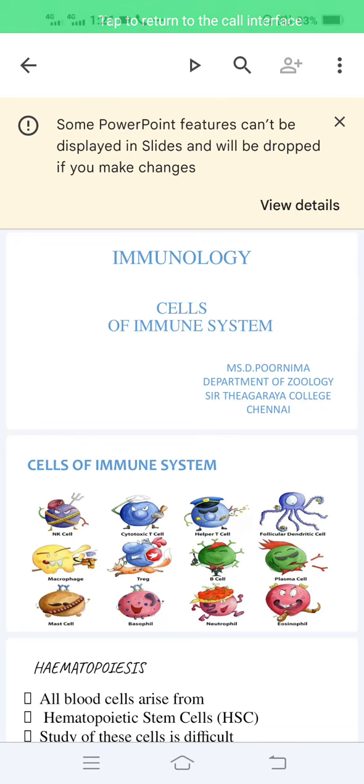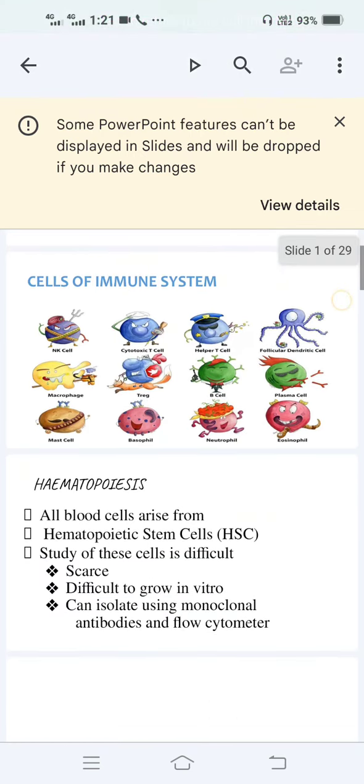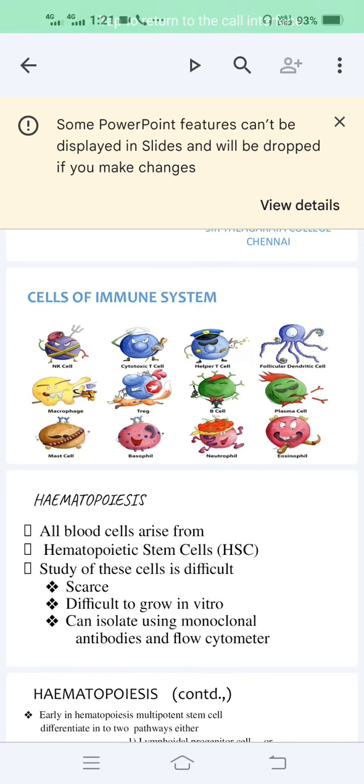Immunology, cells of the immune system. There are various cells in the body, blood cells and others, T cells and B cells, which help in the immunity of the body.